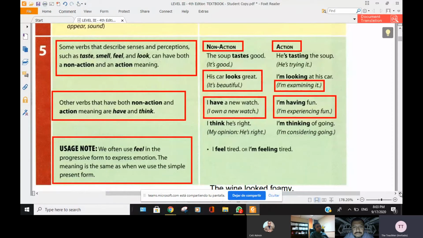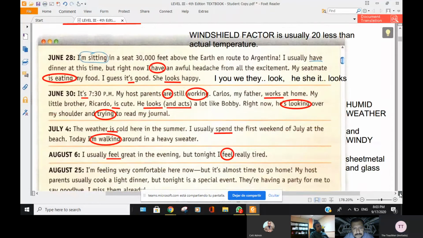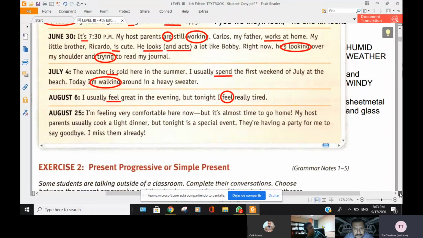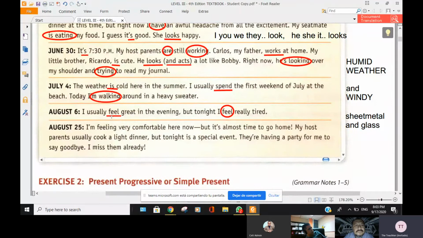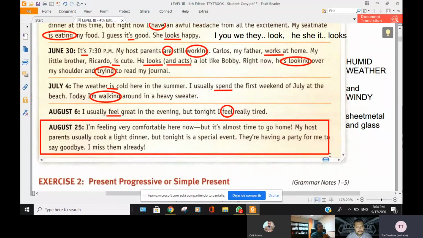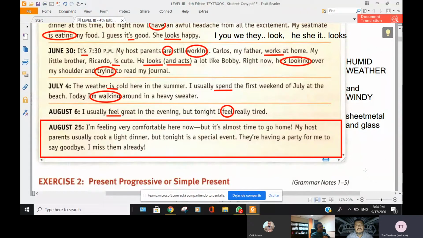So now check this out. I think that feel right here, feel is action and non-action. This is tricky, because technically, the first feel where it says I usually feel great, that's action. Usually, I mean, it's what happens every day. So he feels great every day. Usually in the evening, he feels great. But tonight, non-action, I feel really tired, because tired is he's not doing anything, but he feels tired. So here you can say this happens every day, and this is happening right now. In this case, this is one of the irregular verbs where you can use it for both action and non-action meanings. This is unique. This is different. So it's kind of a tricky statement.